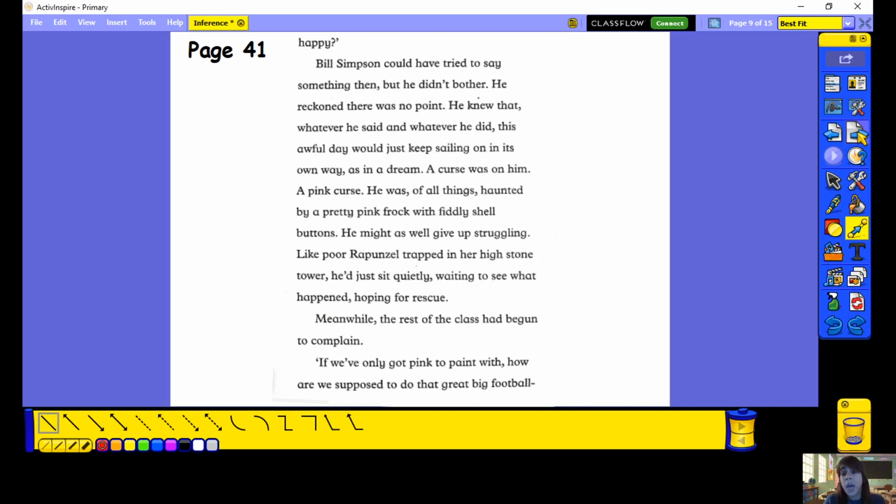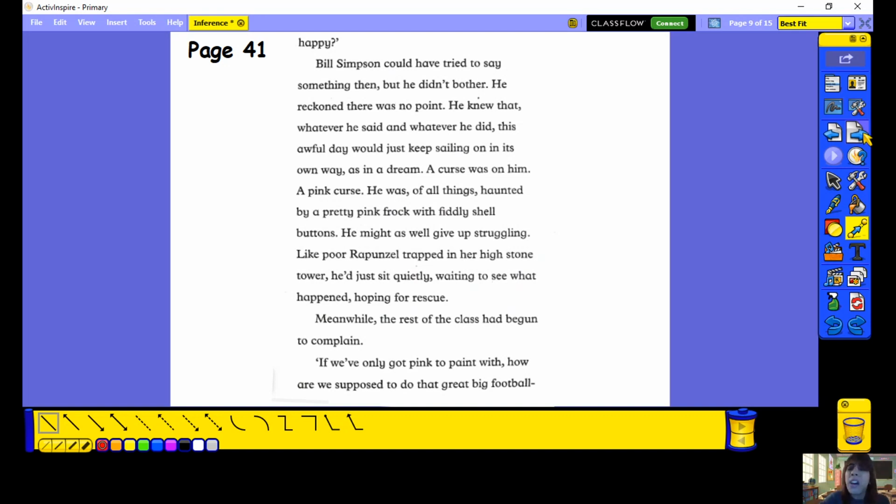Like poor Rapunzel trapped in a high stone tower, he'd just sit quietly, waiting to see what happened, hoping for rescue. Meanwhile, the rest of the class had begun to complain. If we've only got pink to paint with, how are we supposed to do that great big football-shaped smudge on the front of the frock?